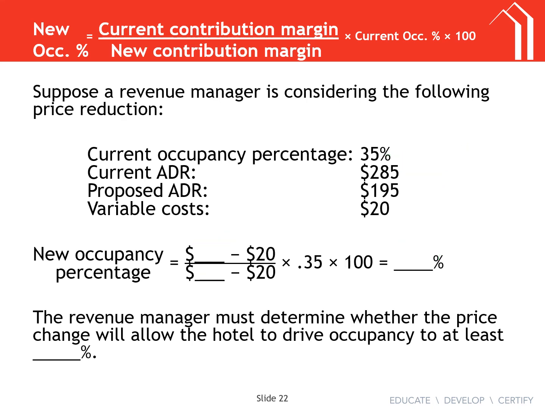Okay, so let's do one more. So our new occupancy percentage equals, what was our current ADR? 285. We're gonna drop it by $90. Holy cow. Is that $90 or $70? $90. Yep. So 285 minus 20 is 265. Divide by 175. Just kidding, 175.